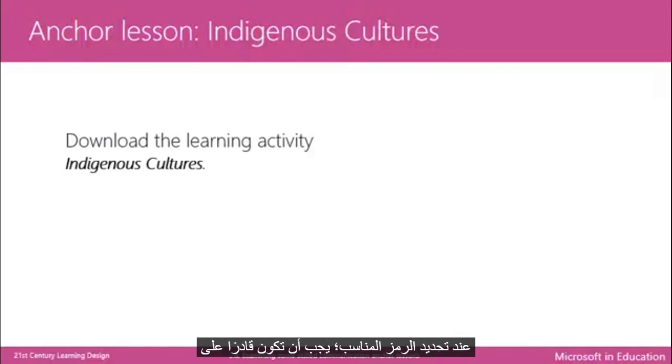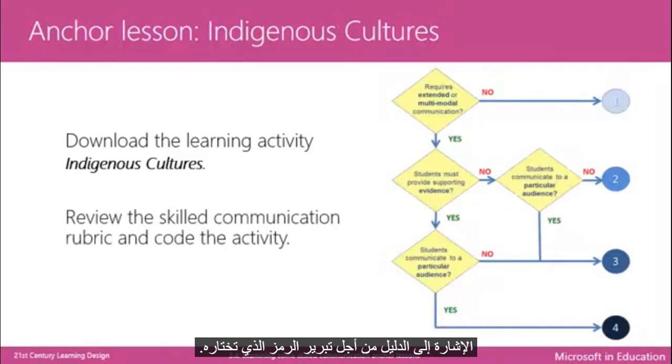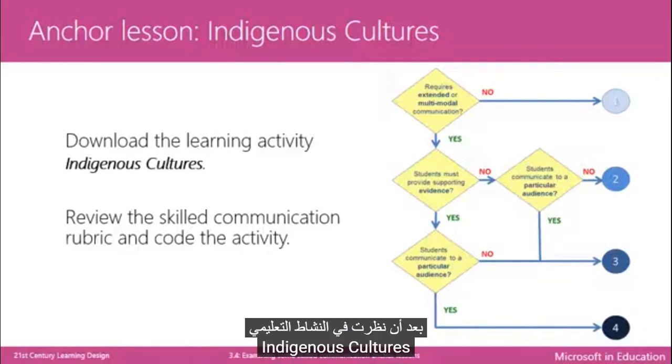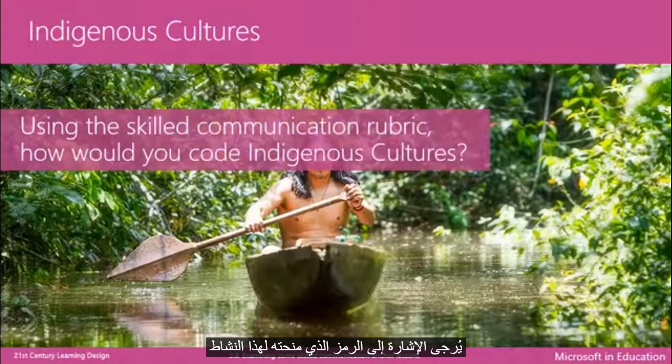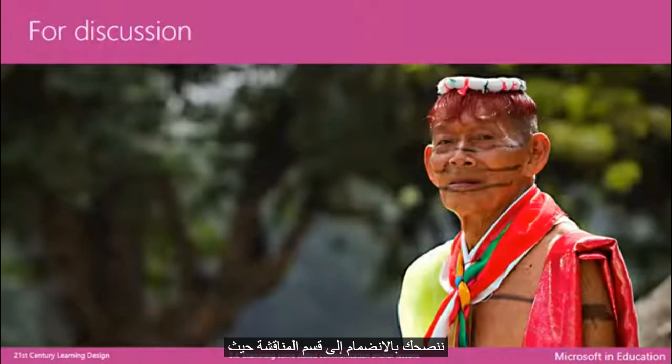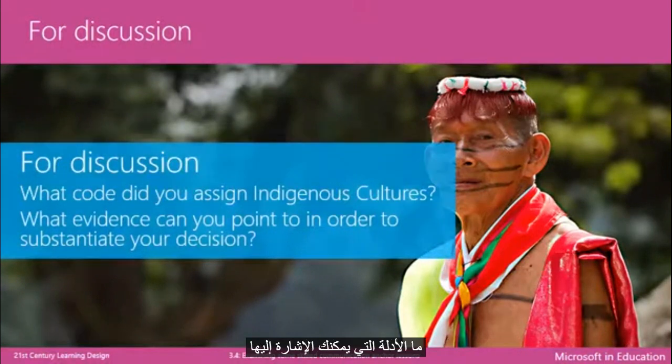In deciding how to code it, you need to be able to point to evidence in order to justify the code you select. Remember, you are looking for evidence to support the code you are giving this learning activity, not making a judgment or grading the learning activity against what you think should have been done. Having examined the Indigenous Cultures learning activity, please indicate the code you assign this learning activity based on the evidence you found. We would encourage you to join the discussion where you can share your views on how you coded this learning activity. What code did you assign Indigenous cultures? What evidence can you point to in order to substantiate your decision?